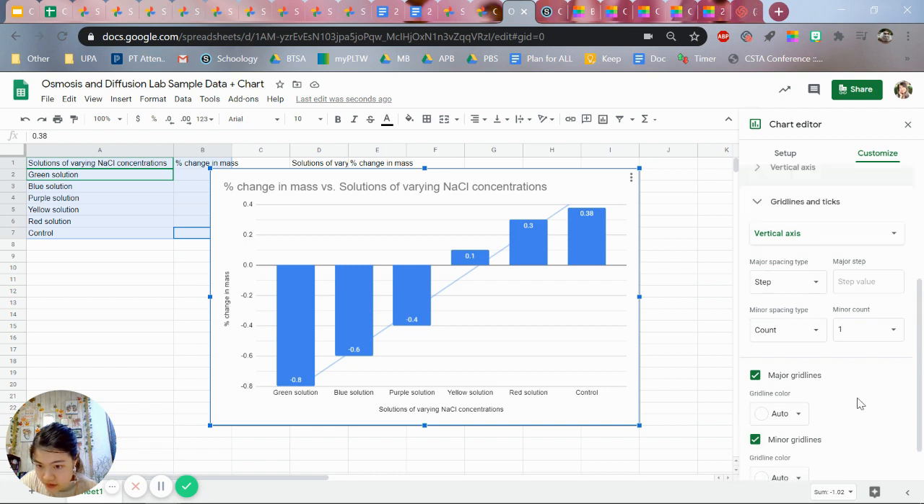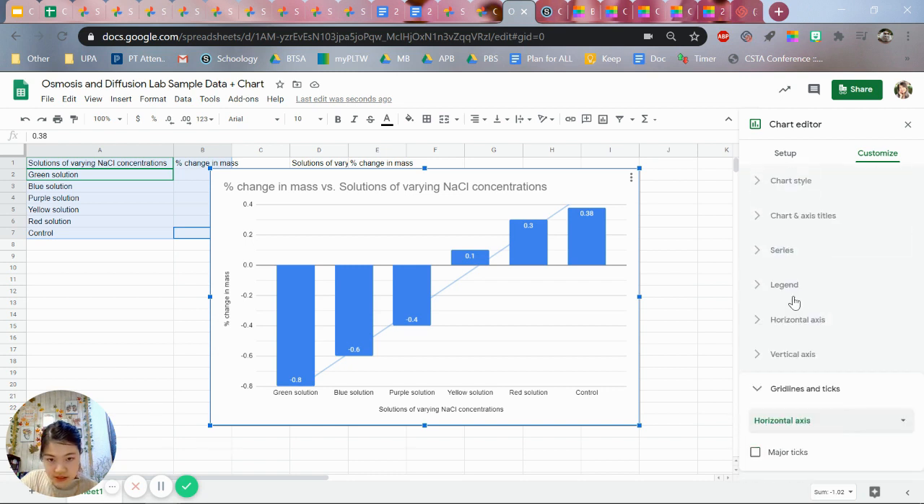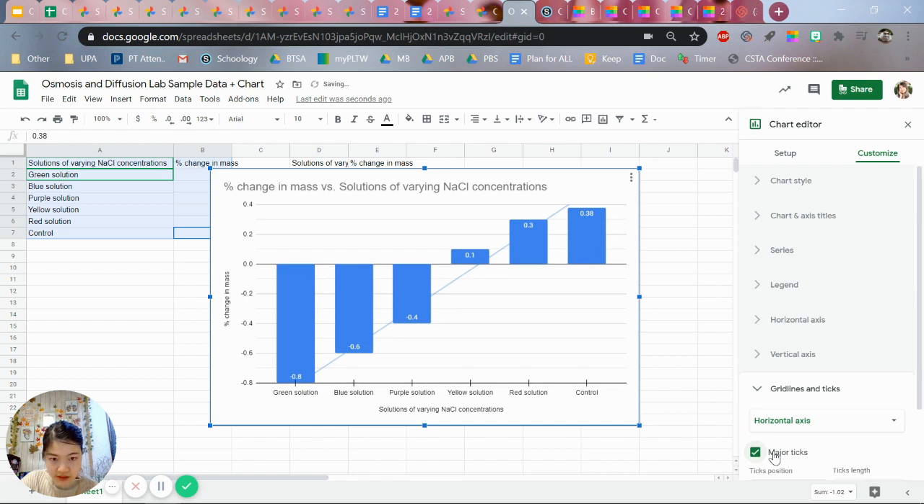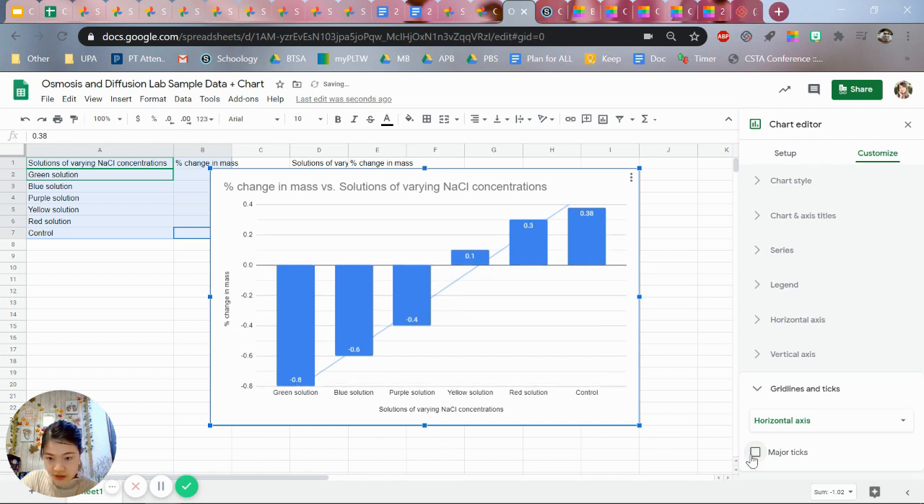And then let's see what the x-axis. The x-axis isn't really going to do anything. It's just down here, so they don't have to do that. And so when this is organized in this way, if there was a large negative percent in mass, you can determine that the green solution is probably the most hypertonic solution, meaning it has the greatest molarity of saline concentration, which results in a significant decrease in mass of the potato or whatever vegetable slice.